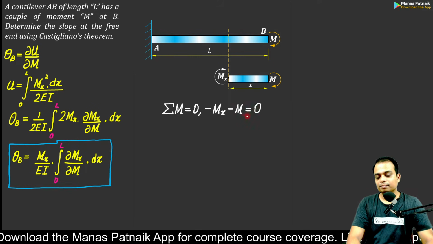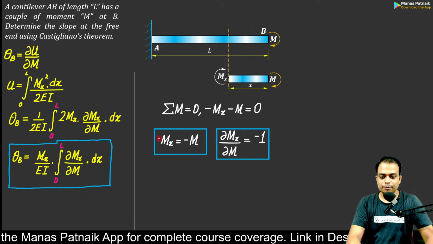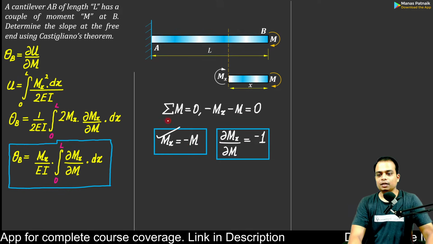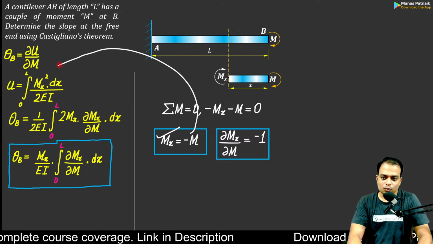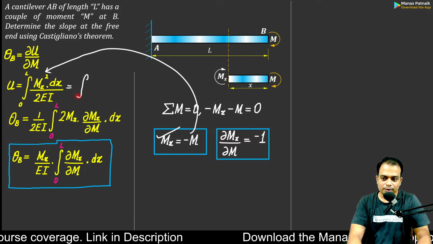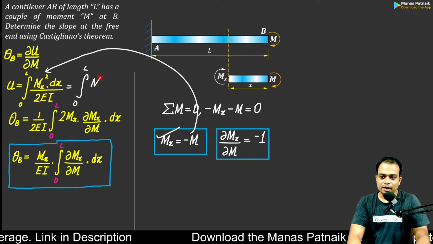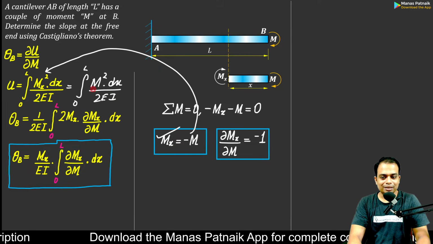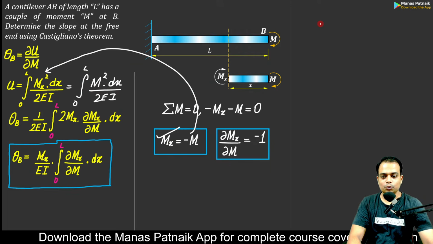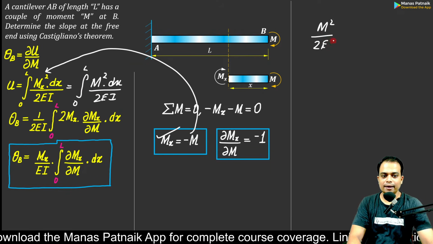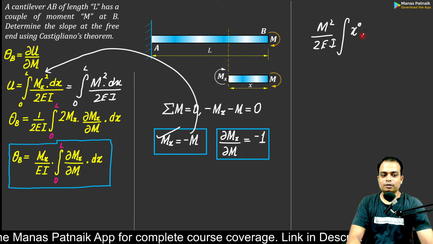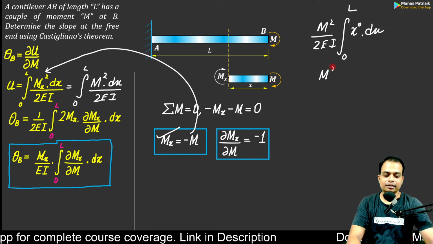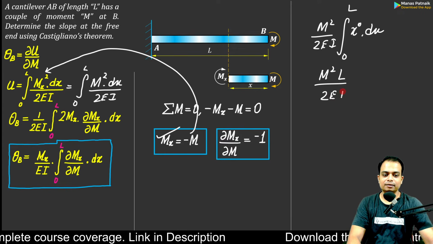Please note it. So Mx is going to be equal to, if you simplify this, minus M. If you plug in this minus M value over here, the formula will become integral 0 to L M square dx over 2EI. So there is no variable term x. So you are left with M square upon 2EI. And if there is nothing, then x power 0 and dx. So you are essentially left with 0 to L. So your answer would be in that case M square L over 2EI, isn't it?